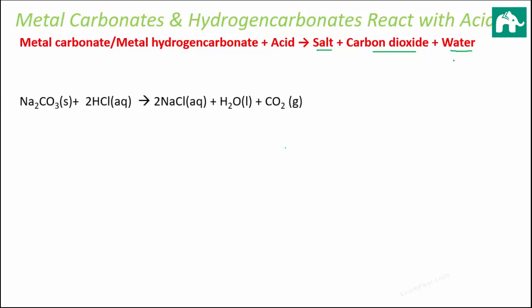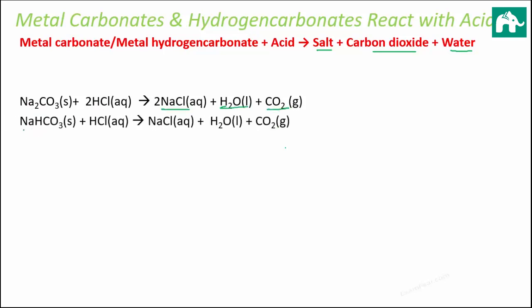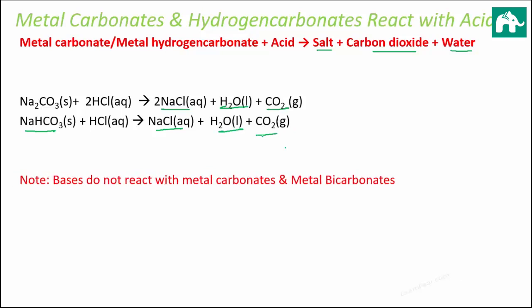So let's look at few examples. Let's say Na2CO3, that is sodium carbonate, reacts with acid to form salt plus H2O plus CO2. Similarly, it reacts with bicarbonate or hydrogen carbonate, that is NaHCO3, with HCl forms salt, H2O plus CO2. An important point to be noted here is bases do not react with metal carbonates or metal bicarbonates. So only acids react with these carbonates and bicarbonates, and bases do not.